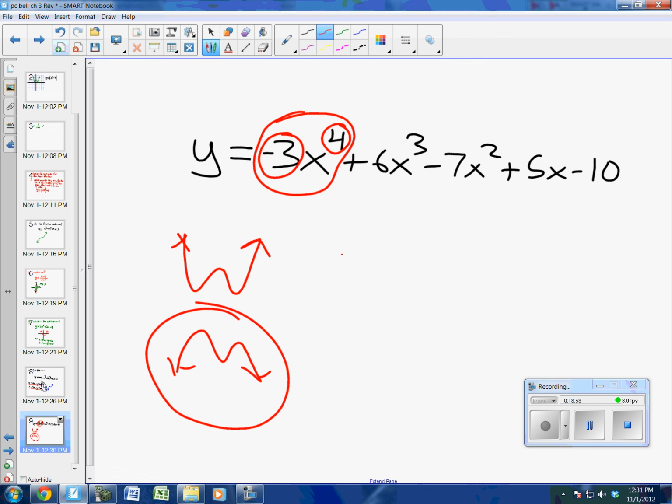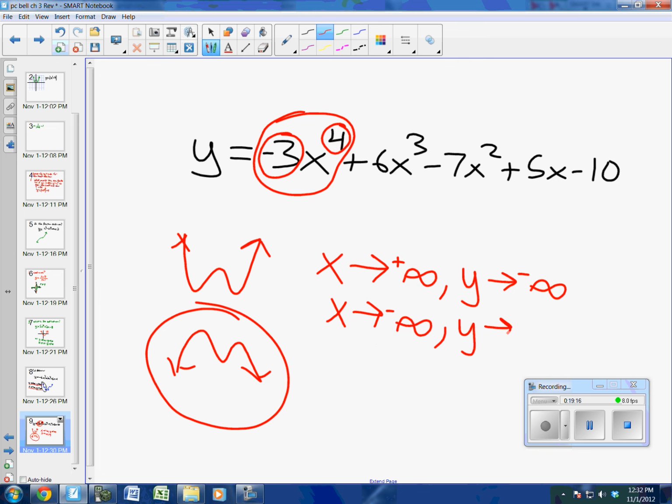So we write it as x approaches positive infinity. That means as x goes to the right, y approaches negative infinity. It's going down. And as x approaches negative infinity, that means as it goes to the left, y approaches negative infinity because it's going down that way too. Okay, you starting to get this? Okay. If you don't get this, go home and watch this wonderful video.